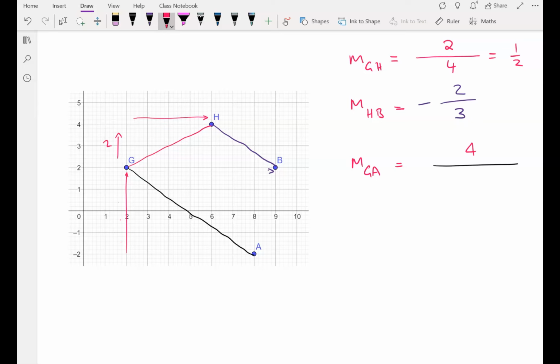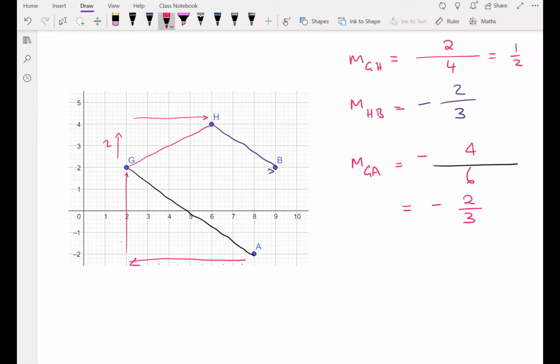And I've gone across my run. This has been a run of 1, 2, 3, 4, 5, 6. And once again, it's a negative rise over run, so it's going to be negative 4 over 6. And because we're good mathematicians, we don't leave that fraction unsimplified. We're going to write this as minus 2 over 3.